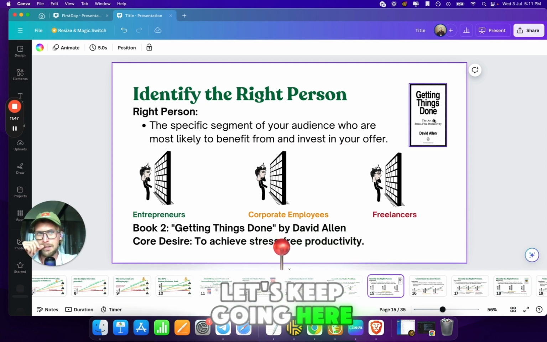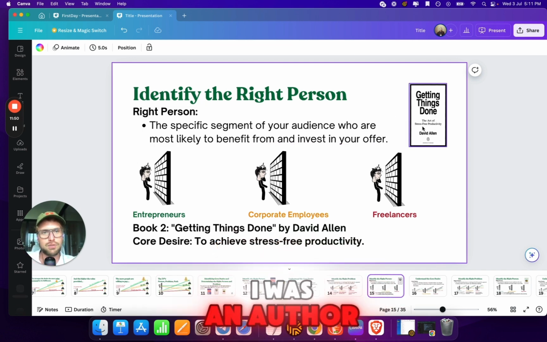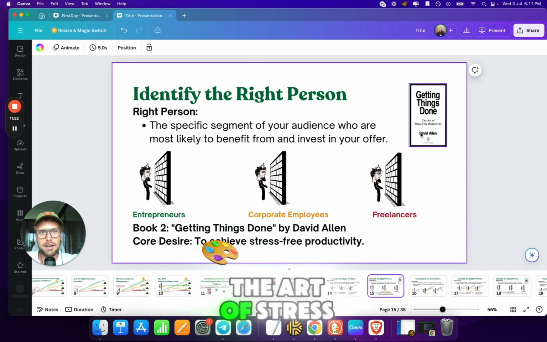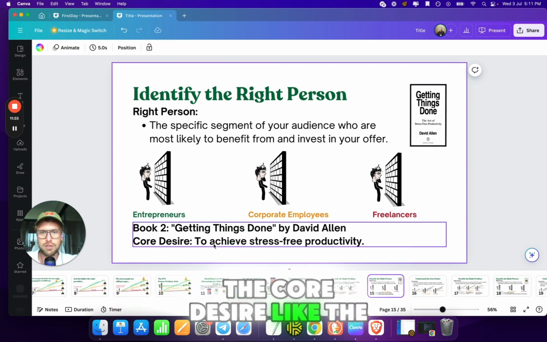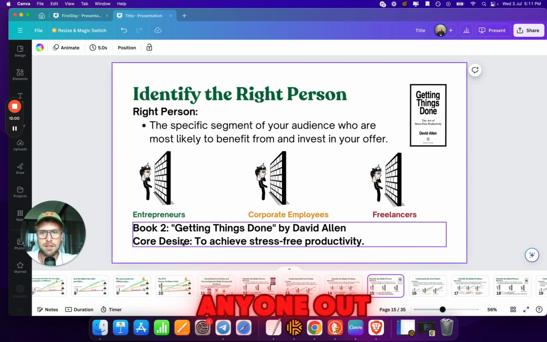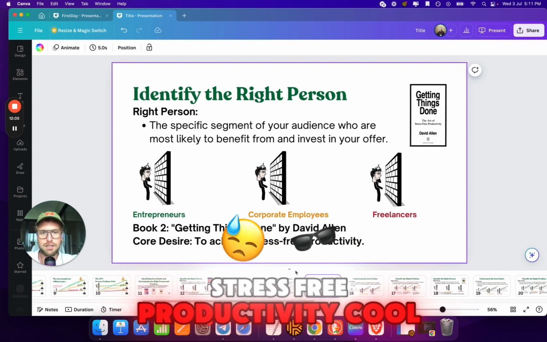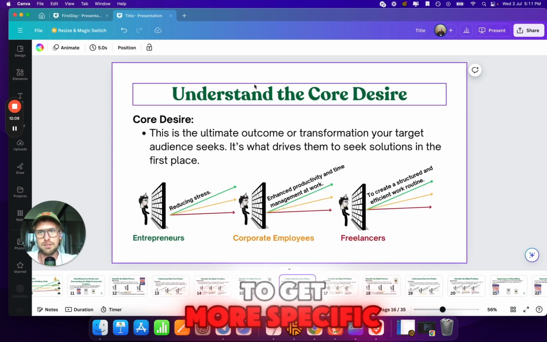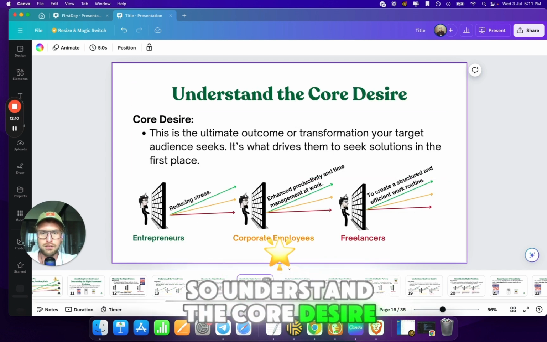Let's keep going here. Getting Things Done. Right, so this is if I was an author and I've written about the art of stress-free productivity. The core desire, like the most general, when you just read the book and it's really not calling anyone out, makes sense. It's a little bit appealing, to achieve stress-free productivity. Cool. All right, but we need to get more specific. So understand the core desire.